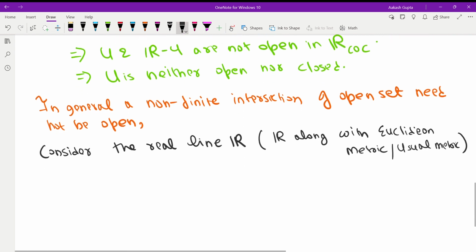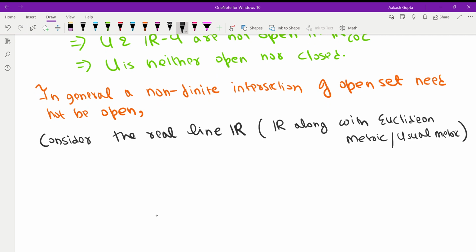Okay, fine. Now, so let me give you an example of this. So define U_n is equal to the open interval (minus 1 upon n, n).